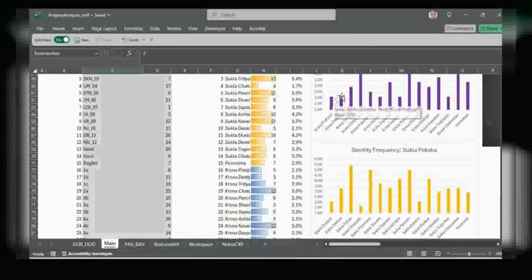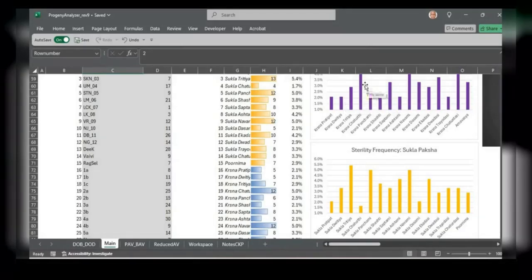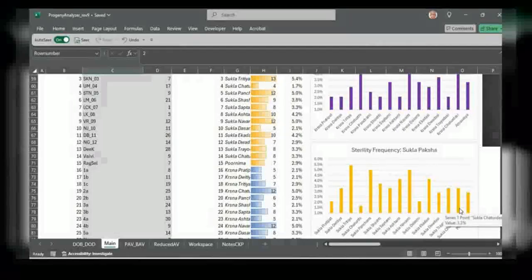There are, of course, lesser percentages. It is more in this year. Strangely, in Shukla Paksha, Chaturthi is not very harmful, at least the way this data shows. Shukla Chaturdashi is also not harmful, not that bad.